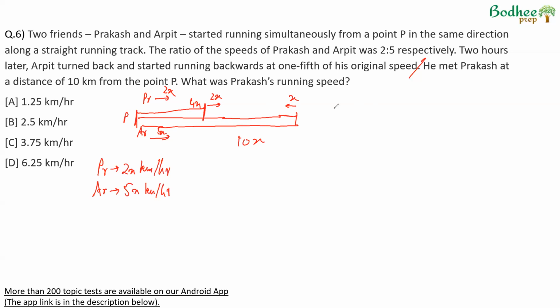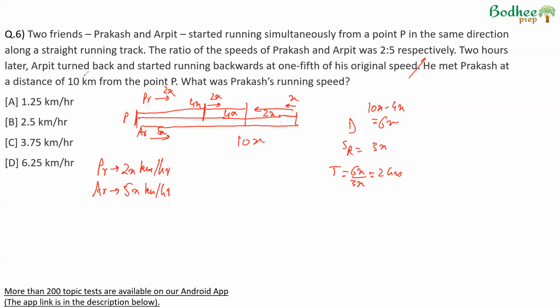Now, the distance between Prakash and Arpit at this point is 10x minus 4x, which is 6x. This is being covered at a relative speed of 2x plus x, which is 3x. Therefore, time taken will be 6x by 3x, that is 2 hours. In these 2 hours, Prakash will cover another 4x kilometers, 2 into 2, and Arpit will cover 2x kilometers, 2 into x. That is how the breakup happens, and that is when Prakash will meet Arpit.